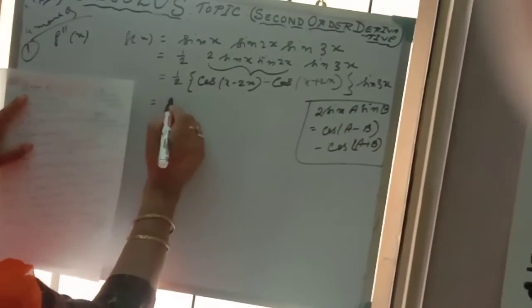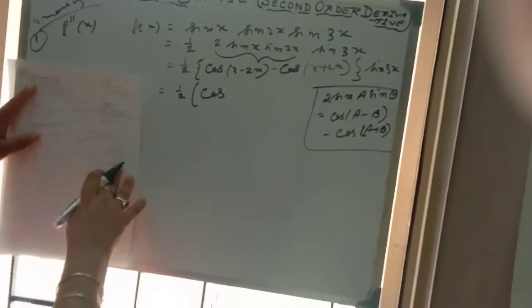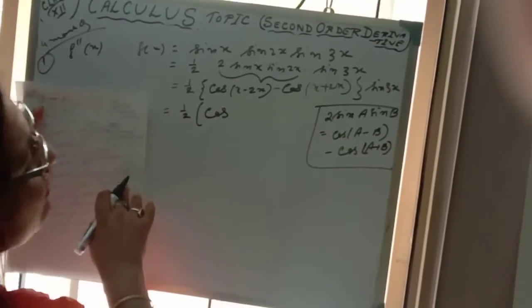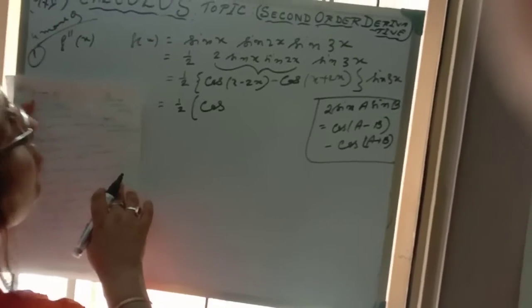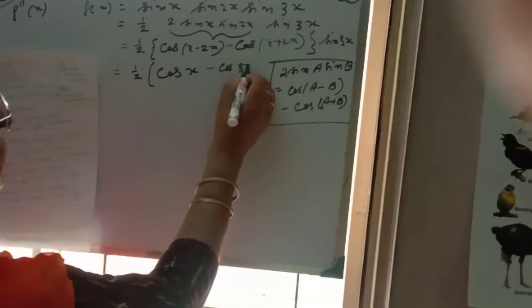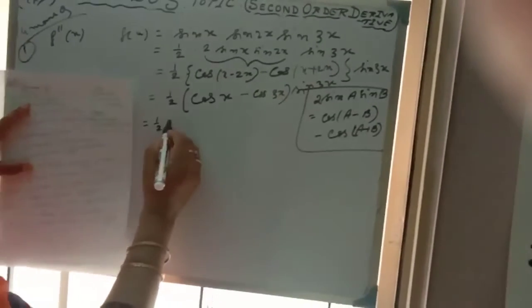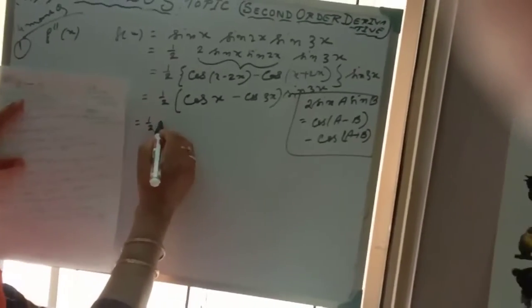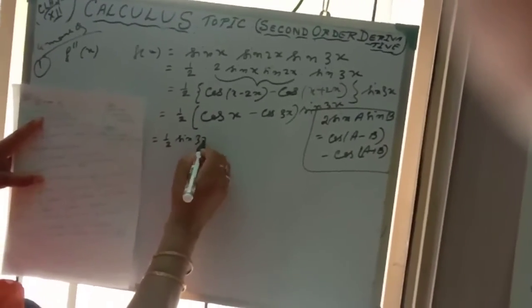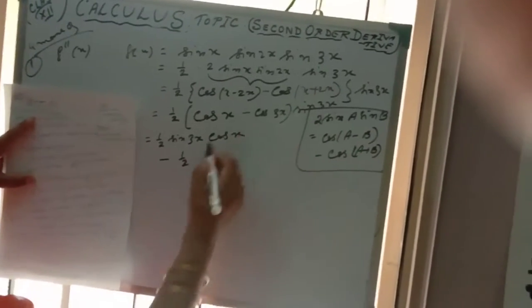Okay, so it is coming half of cos x minus 2x, which means minus x, and cos of minus theta equals cos theta. So it will be cos x minus cos 3x, and it is again sin 3x. Okay, so now half sin 3x cos x, just do the multiplication part, minus half sin 3x cos 3x.